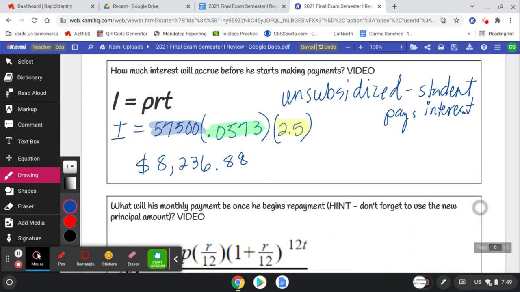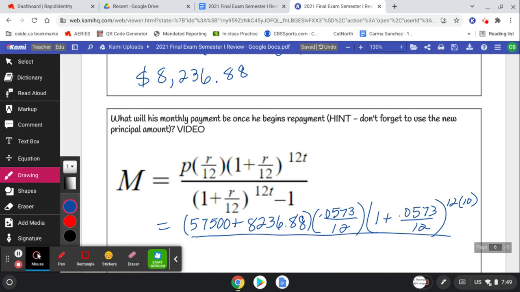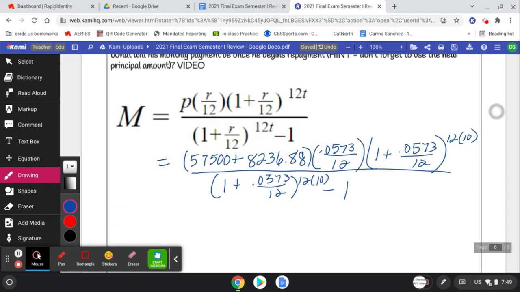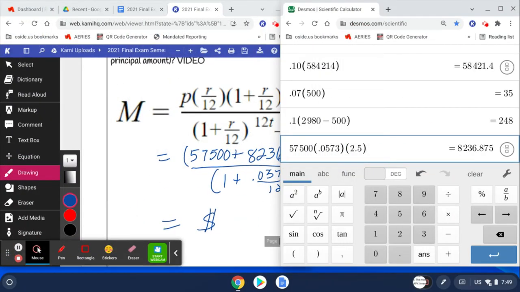So 0.0573. And remember that we're doing 12 because this is a monthly payment. 1 plus 0.0573 over 12 to the power of 12 times time. Now this time is the 10-year repayment plan. So 10, not 2.5, is used in this big formula. 0.0573 divided by 12 to the power of 12 times 10. And yes, you can put 120 there if you already know what it is. And then we go plug in this big bad boy into the Desmos and see what it gives us.